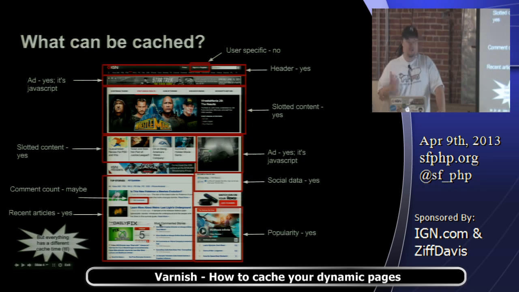So what's important is as you break apart your page, to think about what each part is, how cacheable is it, and how long can it be cached for. So on IGN, we cache the outer frame for 2 minutes, and we cache the articles here for just a few seconds.